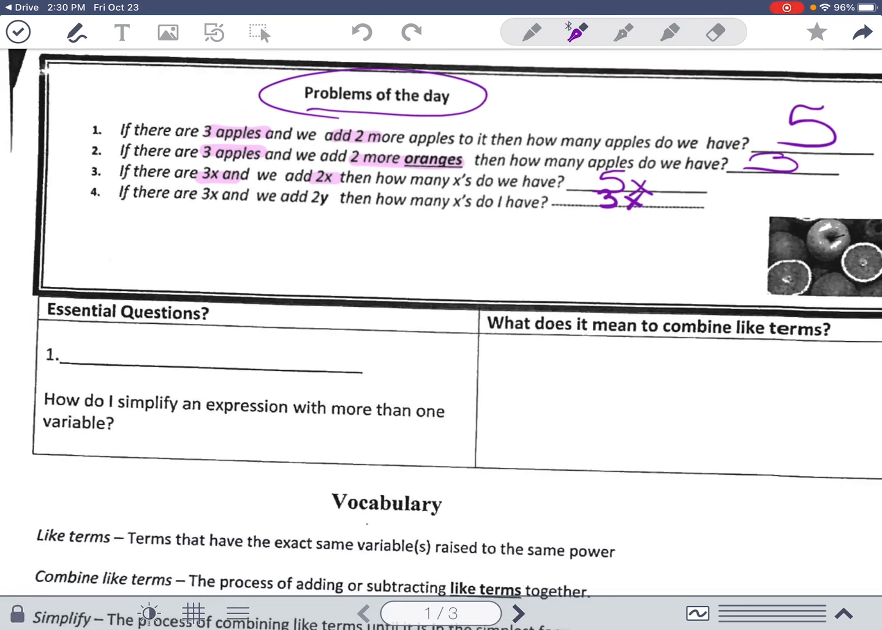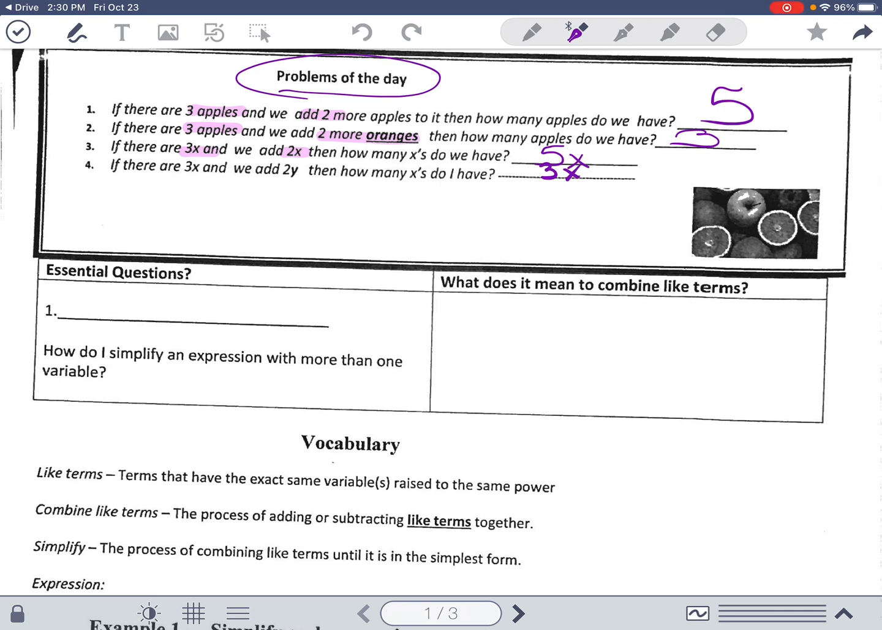Okay? So what does all this mean? The essential question, what are we trying to do? Put like terms together. We are trying to simplify, okay?